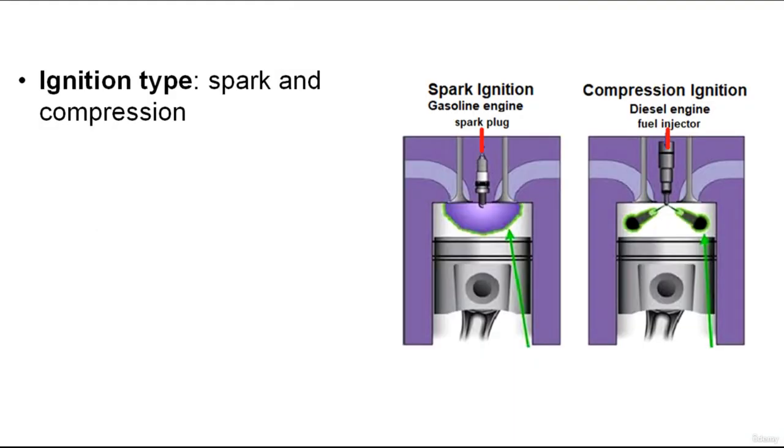Ignition type. There are 2 types of ignition systems, spark and compression. Gasoline engines use a spark ignition system. In a spark ignition system, the air-fuel mixture is ignited by an electrical spark. Diesel engines, or compression ignition engines, have no spark plugs. A diesel engine relies on the heat generated as air is compressed to ignite the air-fuel mixture for the power stroke.